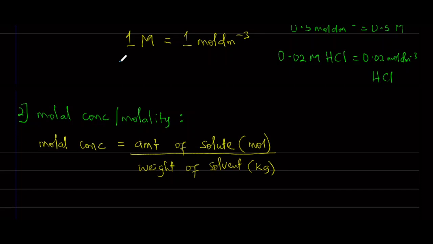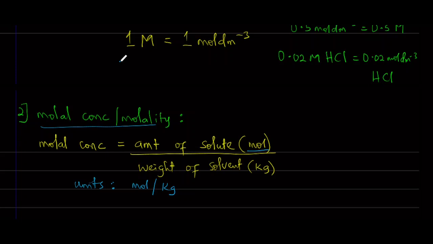The unit for molar concentration is going to be, since the amount of solute is expressed in mole over the weight of solvent in kilogram, mole per kilogram. That means anywhere we see mole per kilogram, it simply represents molality. But if we see mole per Dm³, it represents molar concentration, which is known as molarity. Please, let's try to take note of the difference between the two.